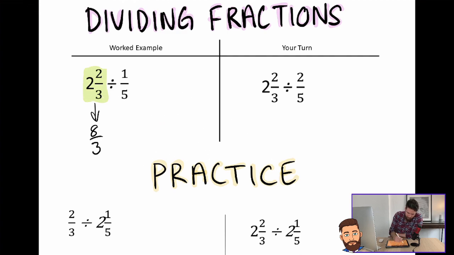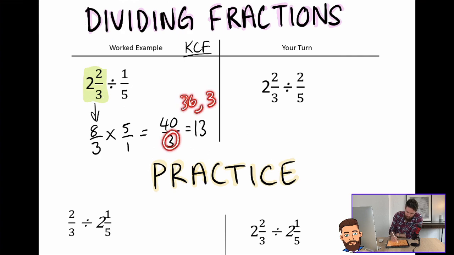And then we need to change and then flip. Remember KCF. KCF, keep, change, flip. So that will be 5 over 1, which is 8 times 5 is 40. 3 times 1 is 3. How many 3's go into 40? Well, it's going to be 13 whole, because 12 times 3, remember, is 36. Another one would be 39, so that would be 13, that's 12. So 13 whole ones with 1/3 left over.